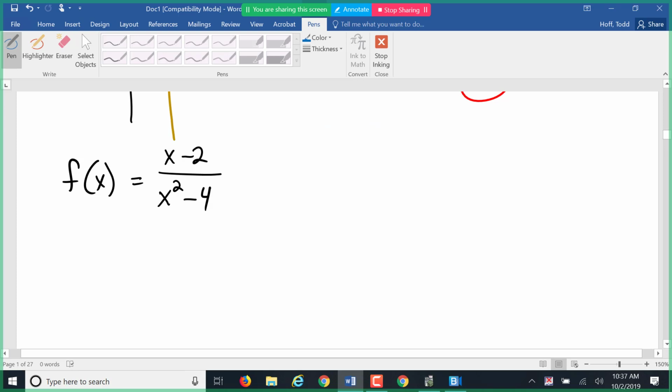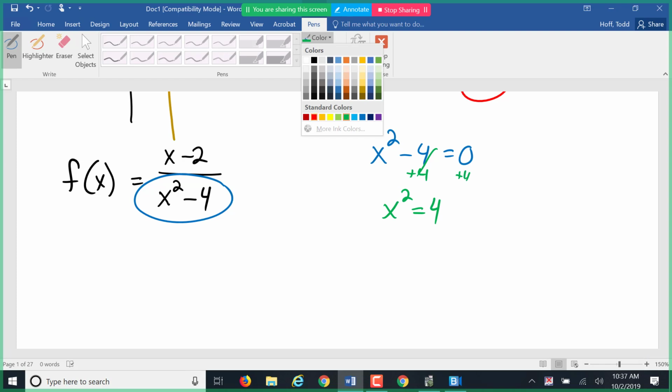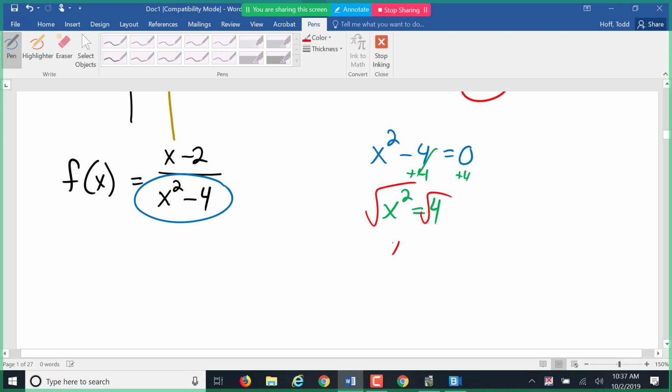Here, there are going to be two values that make that denominator equal 0. Two values that are not in the domain of that function. So if we solve x squared minus 4 equals 0 to find out what those values are, I can add 4 to both sides, get x squared equals 4, and then square root. I get x equals positive 2 or negative 2. Those are the two values that are not in the domain of this function.